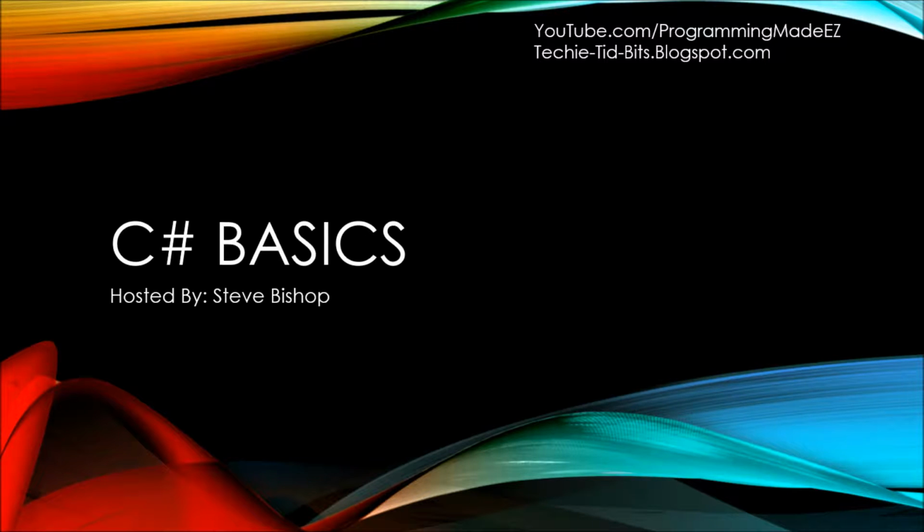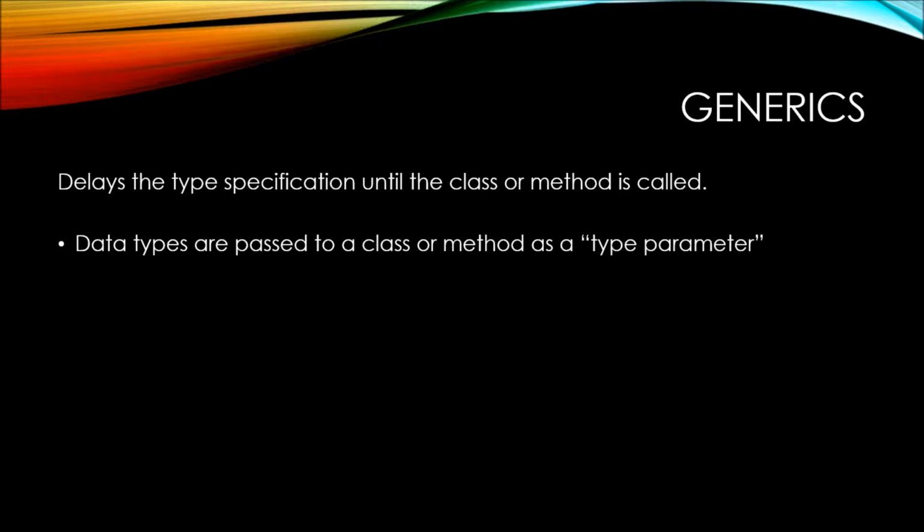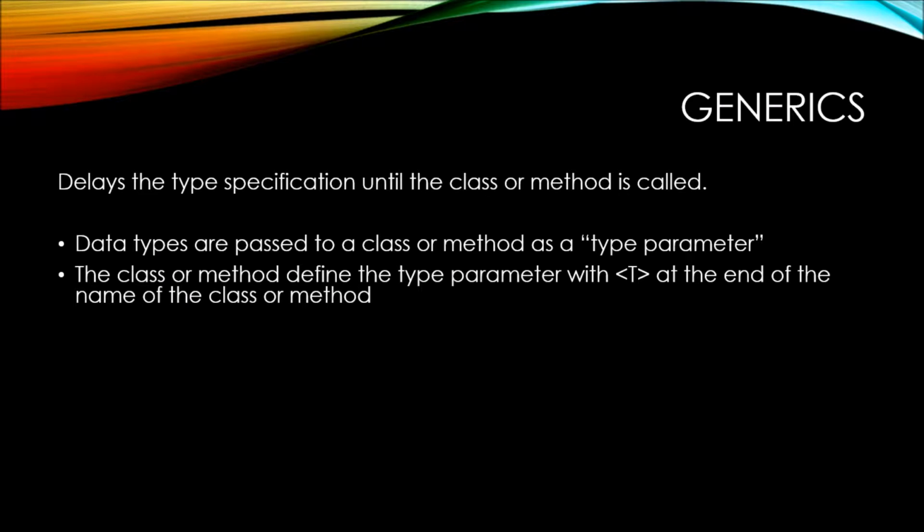In this video on C# Basics, let's talk about generics. Generics delay the type specification until the class or method is called. Data types are passed into a class or method as something called a type parameter. The class or method defines the type parameter with open and closed angle brackets with a capital T inside at the end of the name of the class or method.